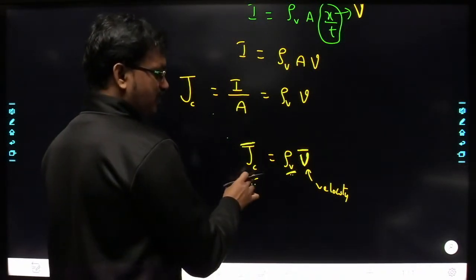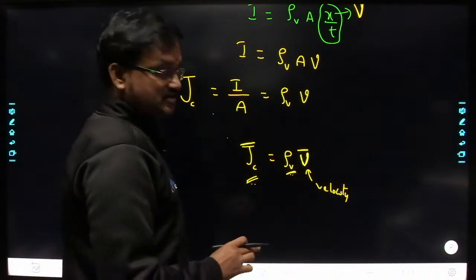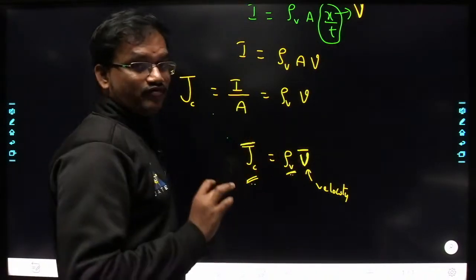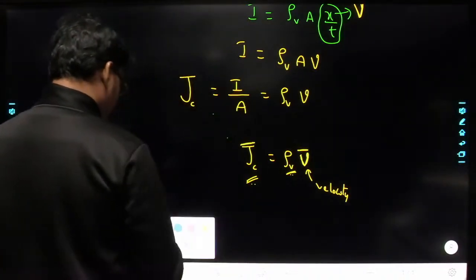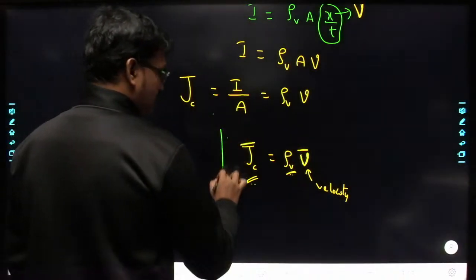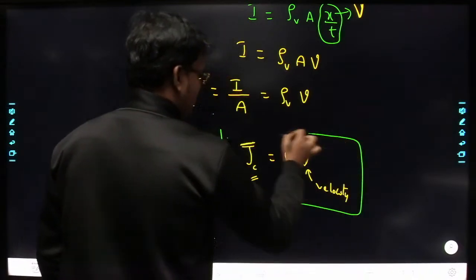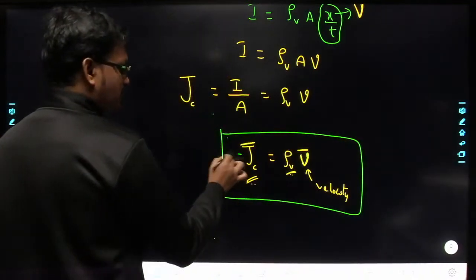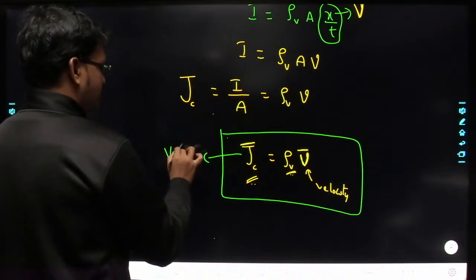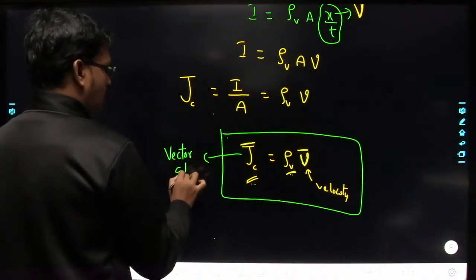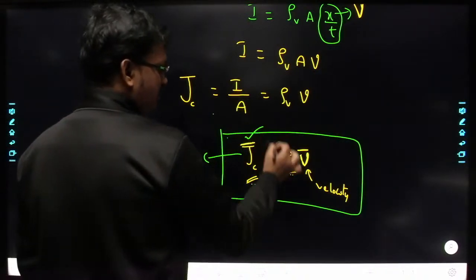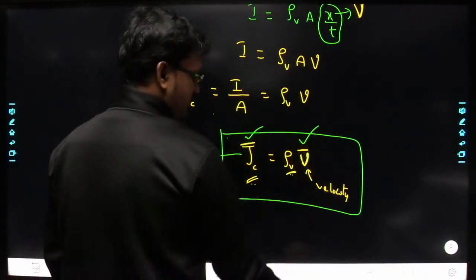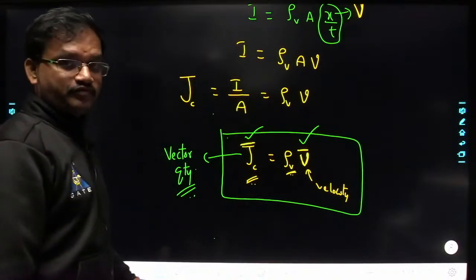The direction of current density is the same as the direction of velocity. Understood? So that means JC bar, the conduction current density, is a vector quantity, and the direction of JC bar is the same as the direction of velocity.